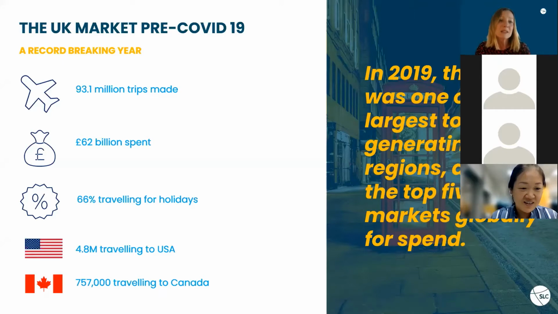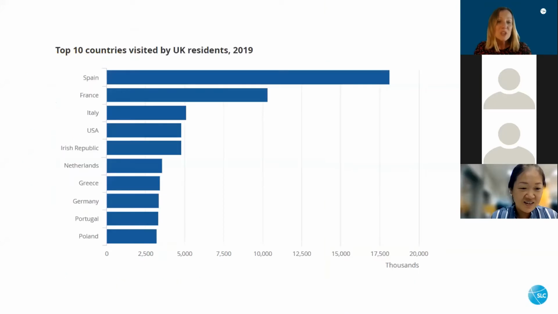Looking back to 2019, Brits made 93.1 million trips abroad. They spent 62 billion. Two thirds of those trips were for holidays, and we had 4.8 million visits to the USA and about 757,000 travelling into Canada. Brits are also one of the top spending markets, and one of the largest generating regions globally for tourism. The USA is the number 4 destination in terms of where we go, and the first long-haul destination that you see on the list.